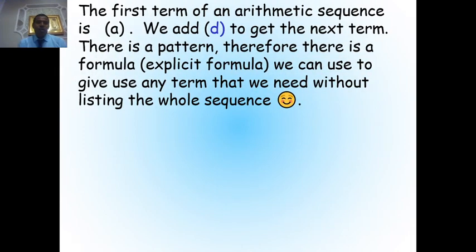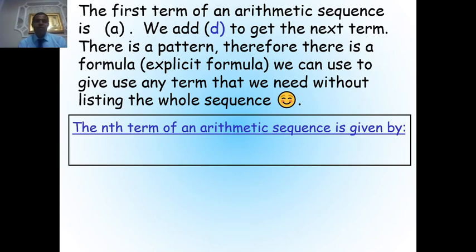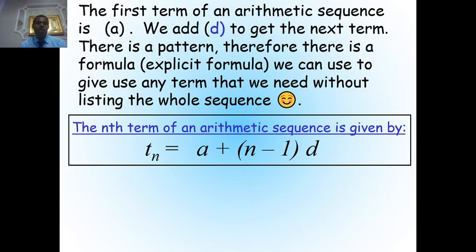Now the first term of an arithmetic sequence is a, then we add d to get the next term. There is a pattern, so you can use a formula. Look here, the nth term of an arithmetic sequence is given by Tn equals a plus n minus 1 all multiplied by d. My learners, Tn denotes the nth term, a is the first term of your arithmetic sequence, and d is the common difference. So the formula is Tn equals a, the first term, plus n minus 1 in parentheses multiplied by the common difference.